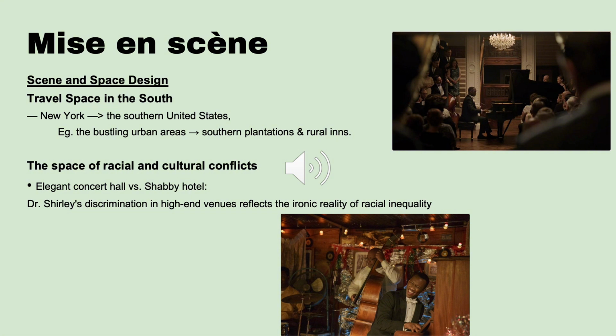And I will be talking about racial and cultural conflicts. Elegant concert hall versus shabby hotel. There is surely discrimination in high-end venues, which reflects the ironic reality of racial inequality.